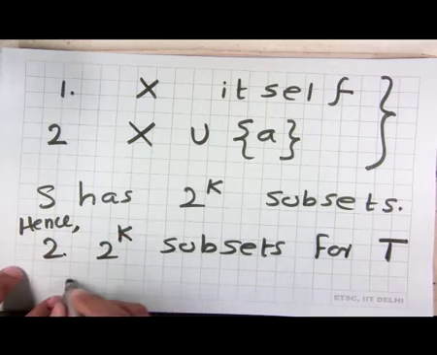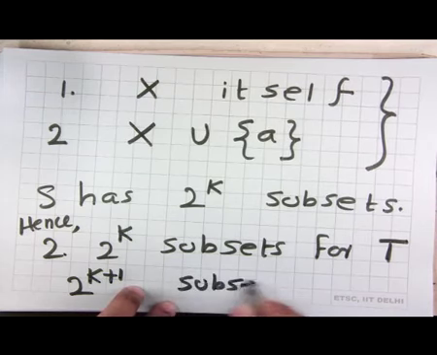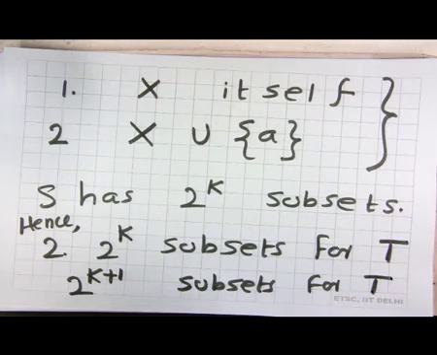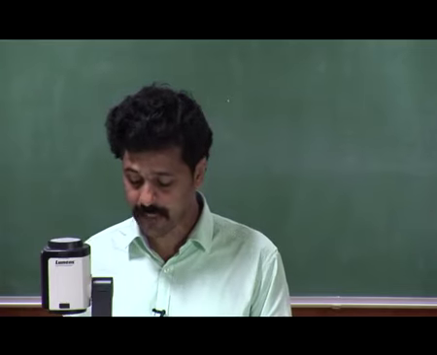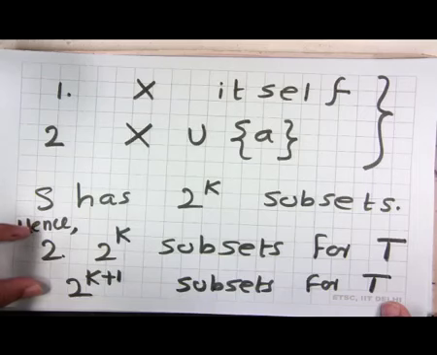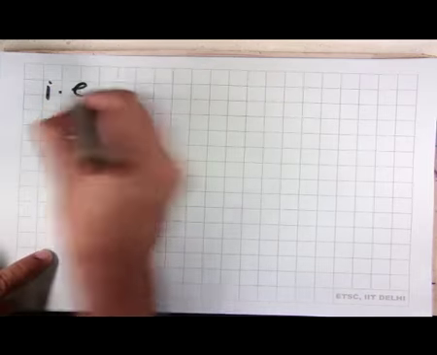Which is 2 power k plus 1 subsets for T. And as I remarked earlier, these are the only possible ways in which you can construct subsets for T. Thus, if you start with a set with k plus 1 elements, we can create 2 power k plus 1 subsets for that set, proving P of k plus 1 is true.